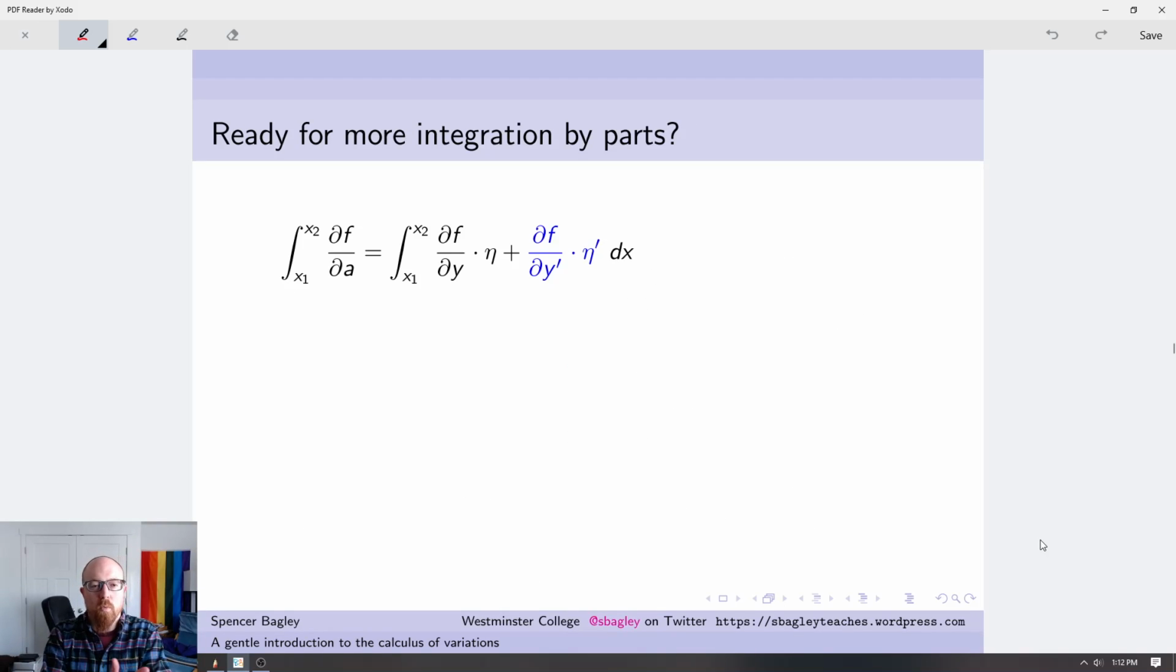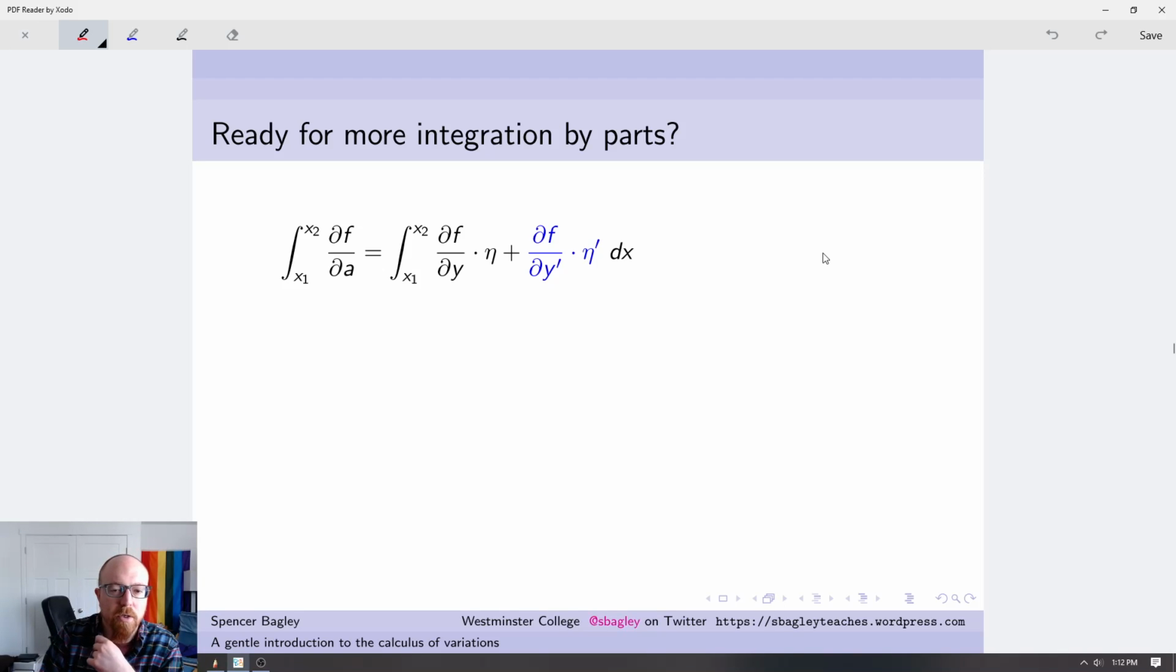Okay, we're going to do some more integration by parts. Here we go. Oh, I forgot a dx here. Pretend that's there. We were integrating the partial of f with respect to a. We can substitute in this thing that we figured out by the chain rule. I'm going to do an integration by parts here because anytime I see something multiplied by a derivative and I'm integrating it, I like to use integration by parts to get rid of that derivative. That often results in something nice happening.